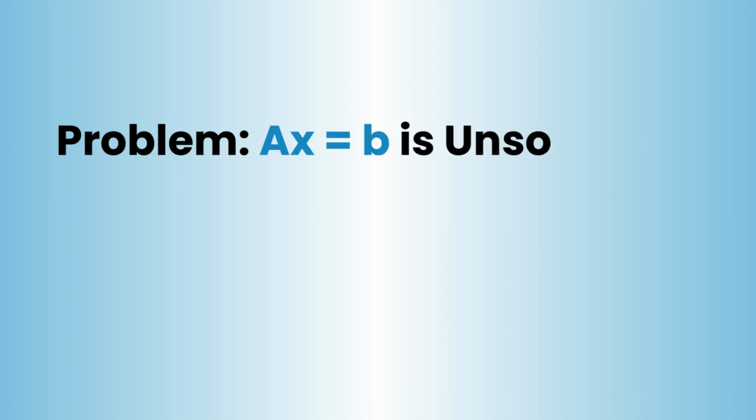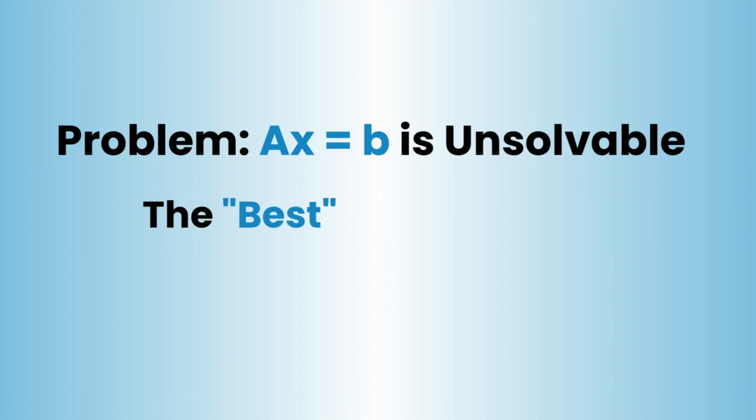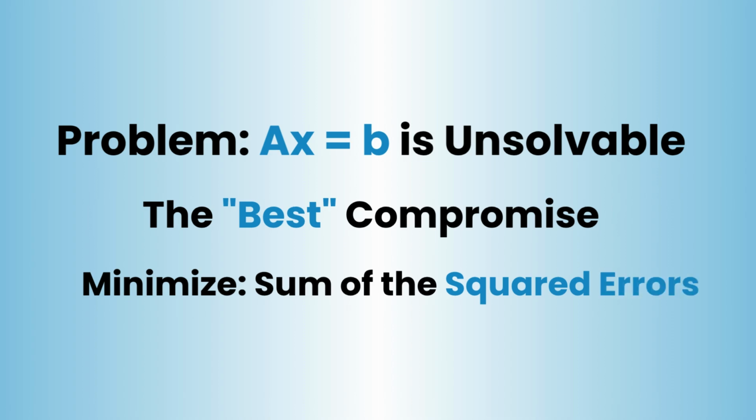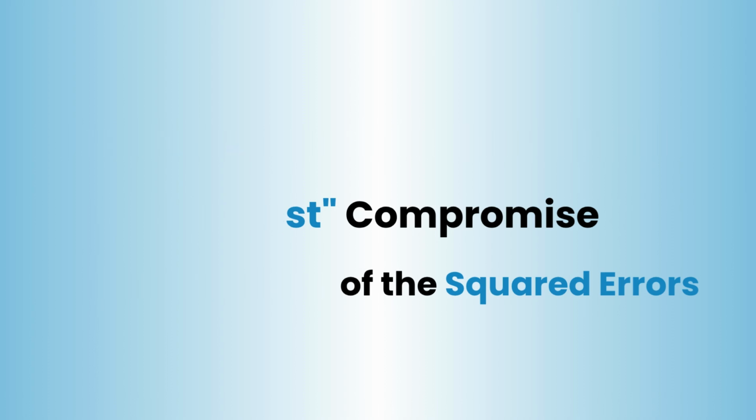It's noisy and contradictory. So, what do we do when our system Ax equals b is unsolvable? We don't give up. We find the best possible compromise. And the way we define best is by finding the solution that makes the sum of the squared errors as small as possible. This is the story of the least squares approximation.